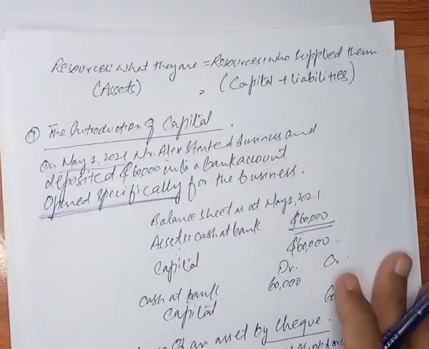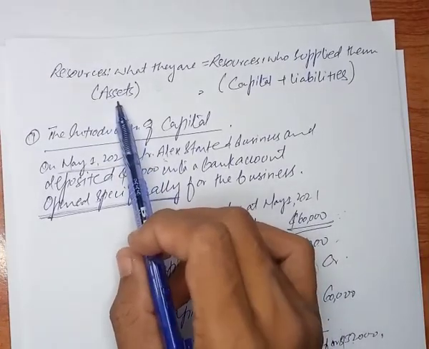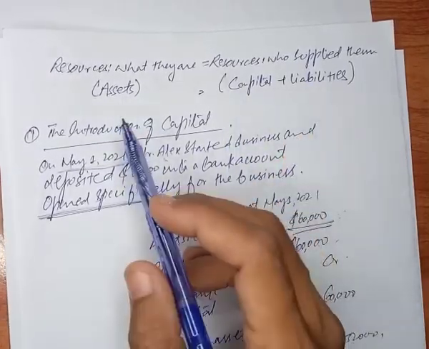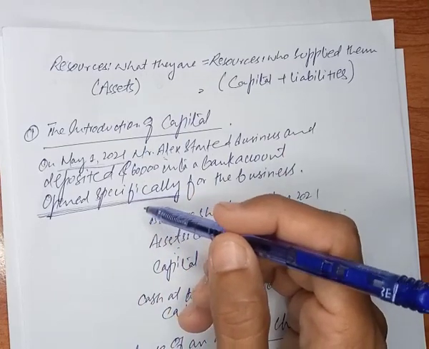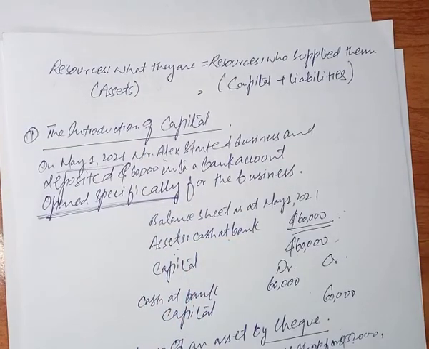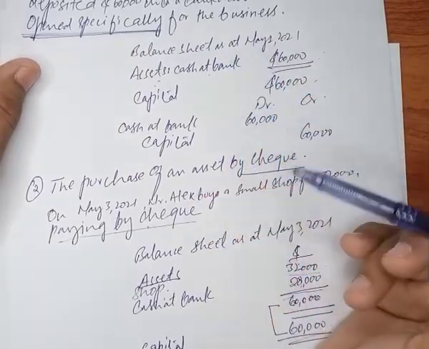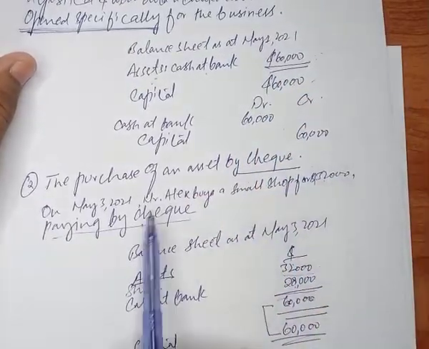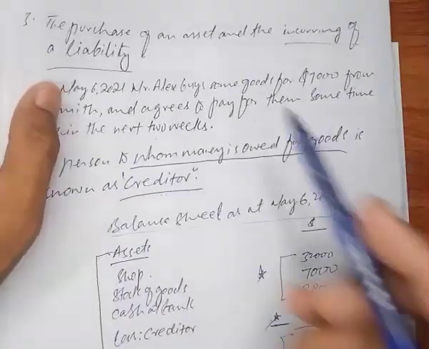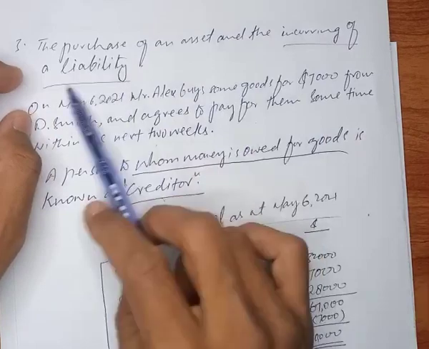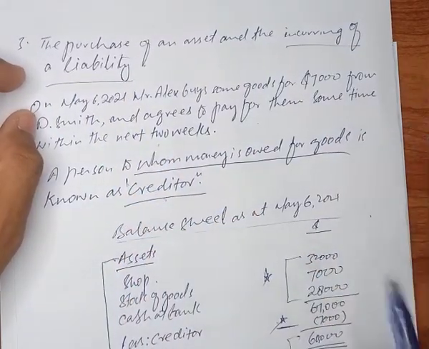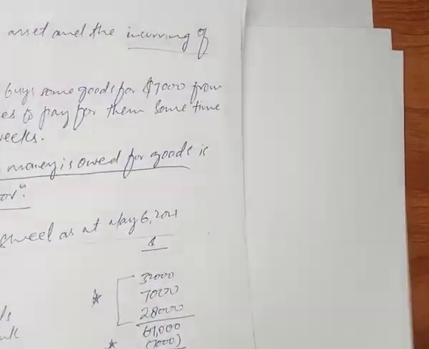In our last video, we discussed the accounting equation, asset is equal to capital plus liabilities, and a few examples. As Mr. Alex started his business, the introduction of capital and the effect of the transaction in the balance sheet and the journal entries, the purchase of an asset by check, and the purchase of an asset and the incurring of a liability. Just for a quick review, today we take a few more examples.